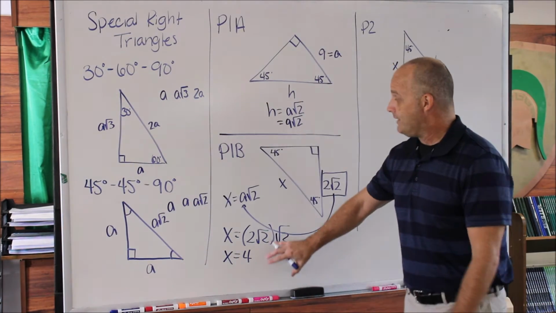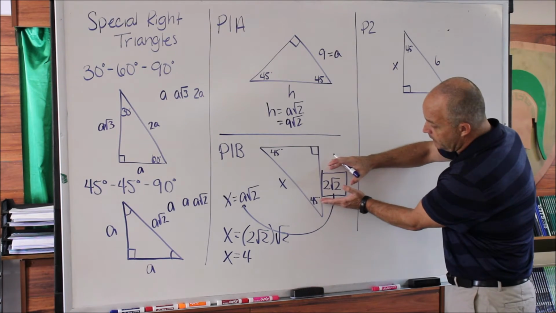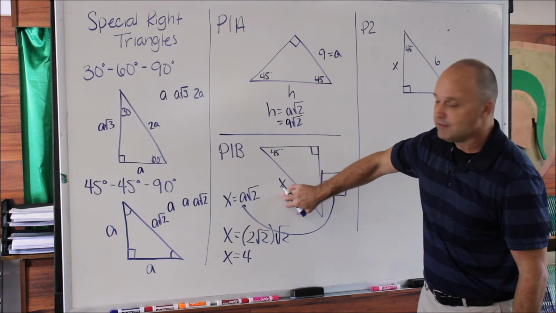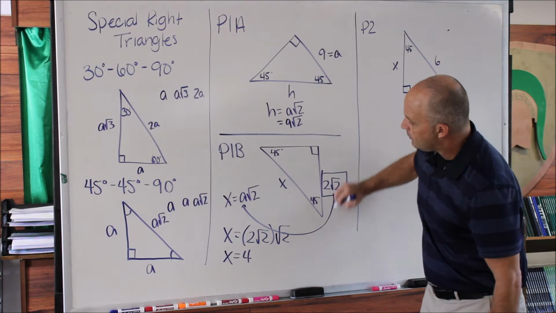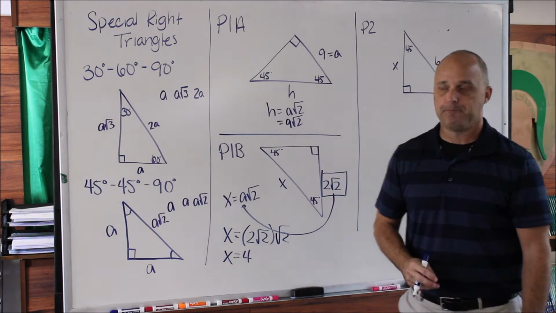Okay? That's how you're going to do those right there. You know what the A value is, then you need to figure out what is the proportion that this hypotenuse is equal to. It's equal to A square root of 2. So take your A value, substitute it in for A, then work out your problem.